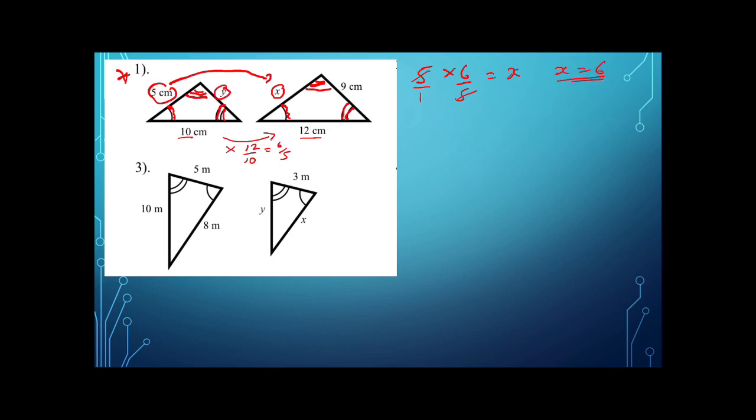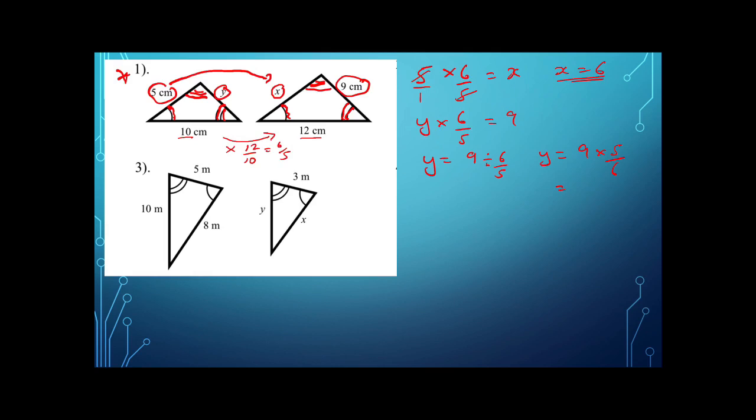Okay, to find y, we're going to look at the corresponding side, which is that one there. So we have y times the multiplying factor, which is 6 over 5, and that equals 9. Just do a little bit of maths here. We're going to divide both sides by 6 over 5, which of course is the same as multiplying by 5 over 6.